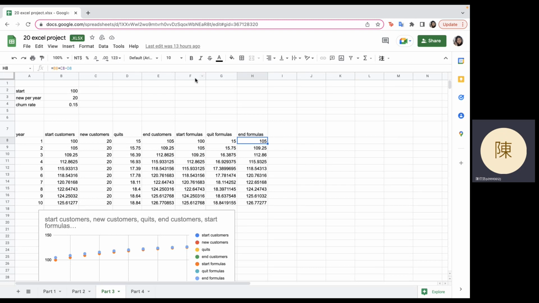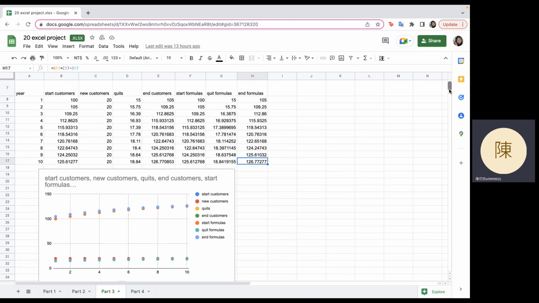And the end formula it is equal B8 plus C8 minus D8 in the first year. All the way use the same formula, we get equal B17 plus C17 minus D17 in the 10 years. We use the same formula and we get different number, which is what we need. And the picture shows that the number it is going up a little bit each year. So we get the output we want by using spreadsheet.